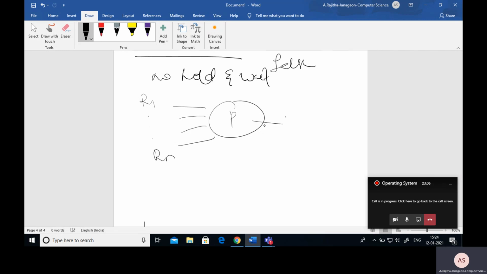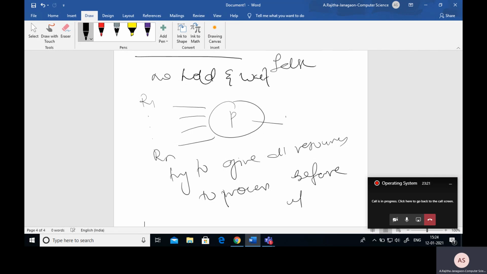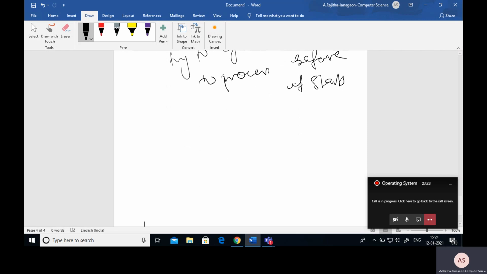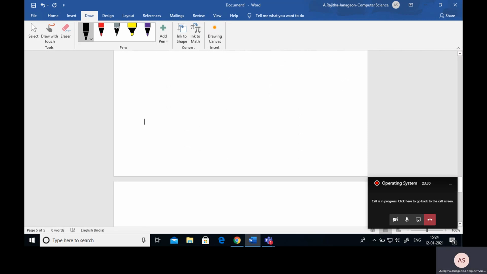That is, before this P1 starts, try to give all resources to process P before it starts. Okay, so this is the deadlock concept, and this is what hold and wait is.